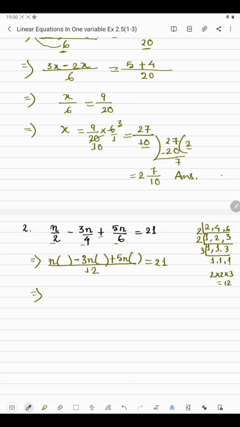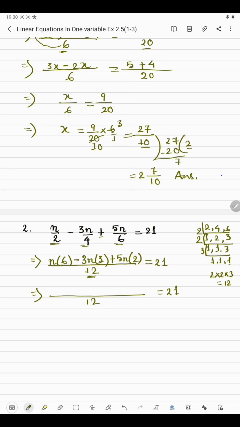Now, as you know, the LCM will be divided by the denominator of the first fraction. So 12 divided by 2 is 6, that we will put in the bracket. Now coming to the next fraction, 12 divided by 4 is 3, that we will put in the bracket again. And coming to the last one, 12 divided by 6 is 2, that we will put here. Now we'll multiply this out. We have 21 on the right hand side, so it will remain the same.